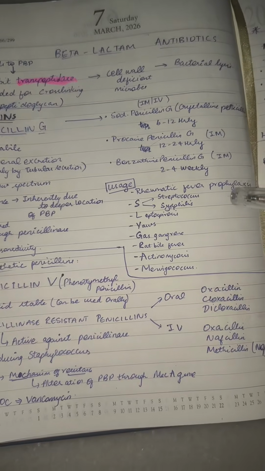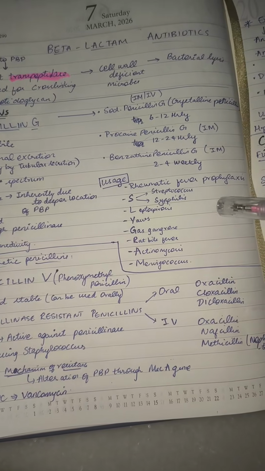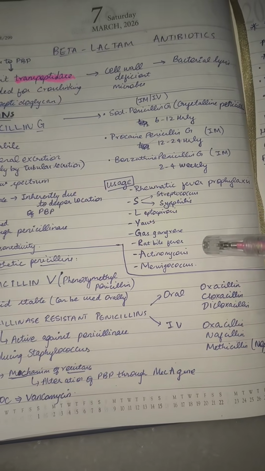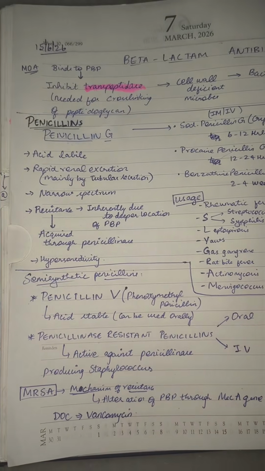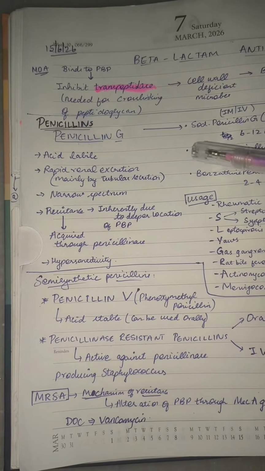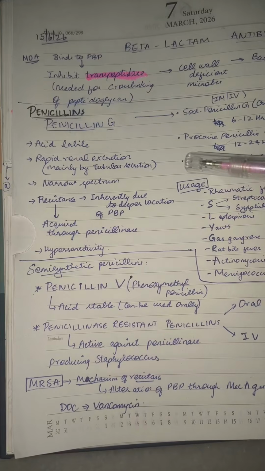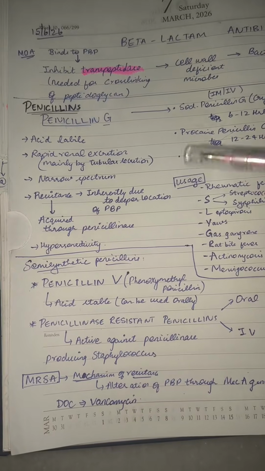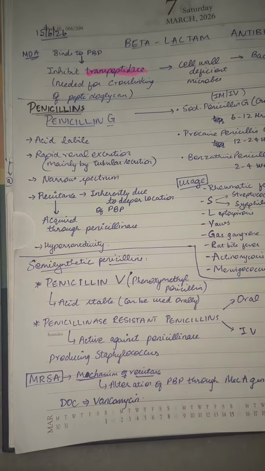So the spectrum here is it is used against rheumatic fever prophylaxis, streptococcus, sniffles, leptospirosis, yaws, gas gangrene, rat bite fever, actinomycosis and meningococcus. And the characteristics of penicillin G is it is acid labile and it undergoes rapid renal excretion, mainly by tubular secretion. So drugs like probenecid will increase the half-life of penicillin G, and it is narrow spectrum.